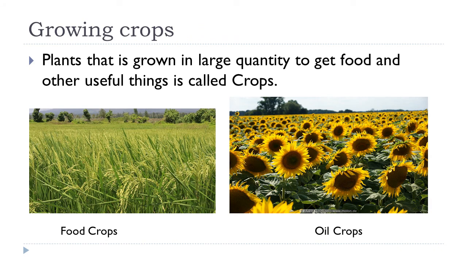Next, we are going to learn about growing crops. Any plant that is grown in a large quantity to get food and other useful things is called a crop. Crops are mainly of three types. First one, food crops, second one, oil producing crops, and third one, fiber crops. Examples for food crops: wheat, rice, paddy, etc. Examples for oil producing crops: sunflower, mustard, etc. And examples for fiber crops: cotton, silk and jute.